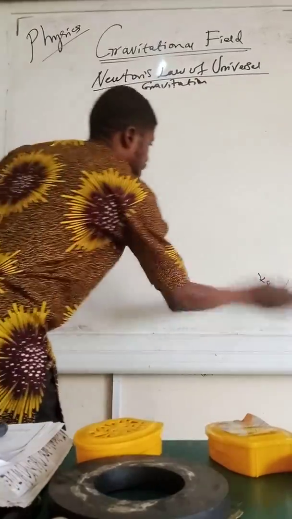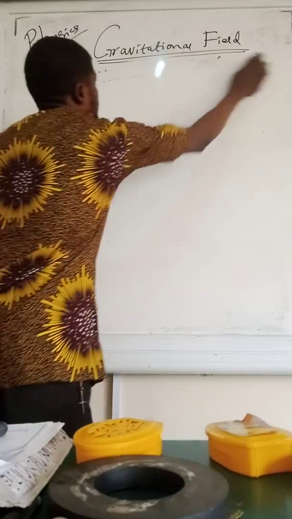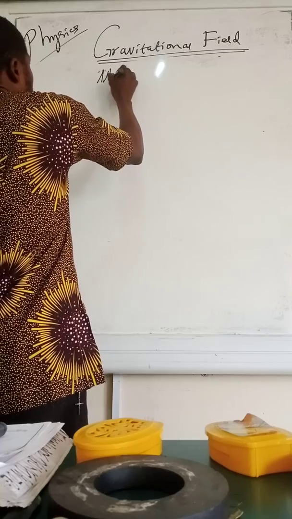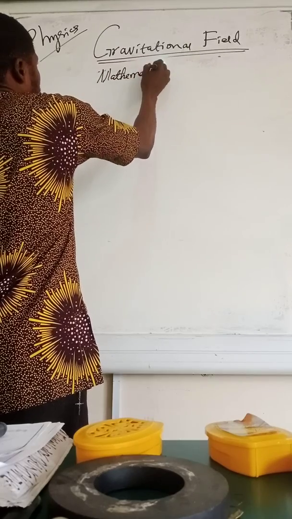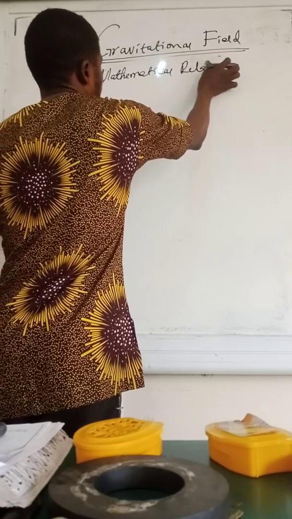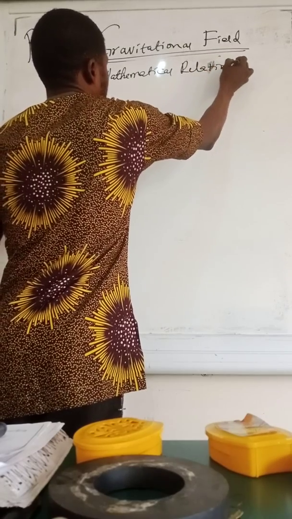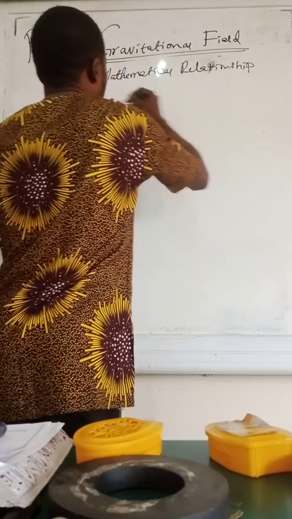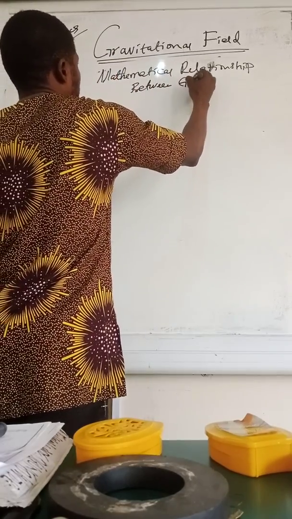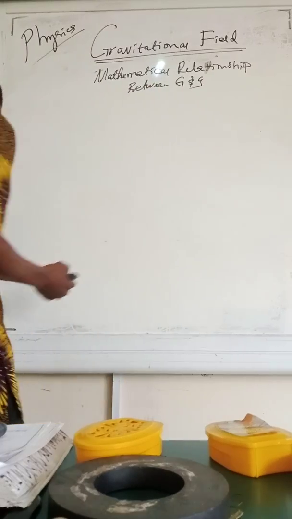Mathematical relationship that exists between big G and small g.